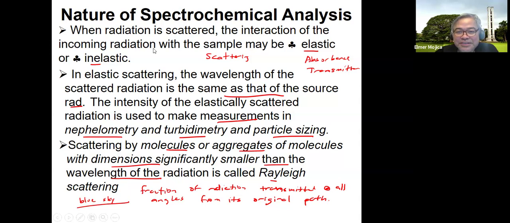Is this the first time for you to hear the reason why the sky is blue? Are you still there? The explanation why the sky is blue is because of this Rayleigh scattering. Molecules or aggregates of molecules with dimensions significantly smaller than the wavelength of the radiation. So we could say the intensity is proportional to the inverse fourth power of the wavelength.